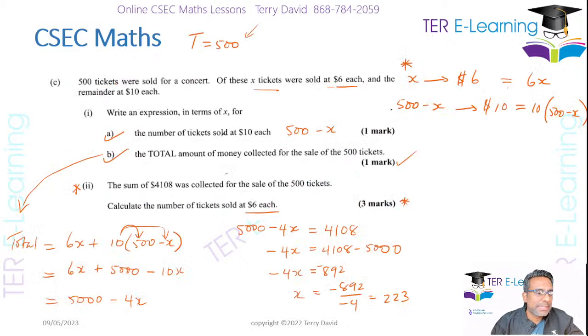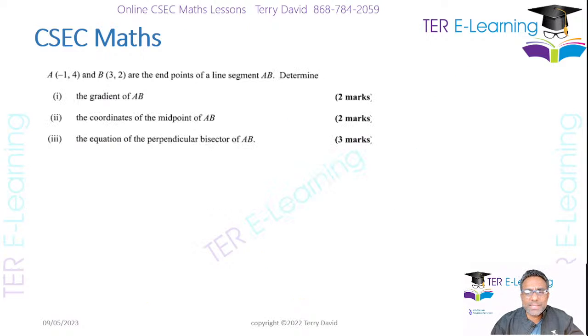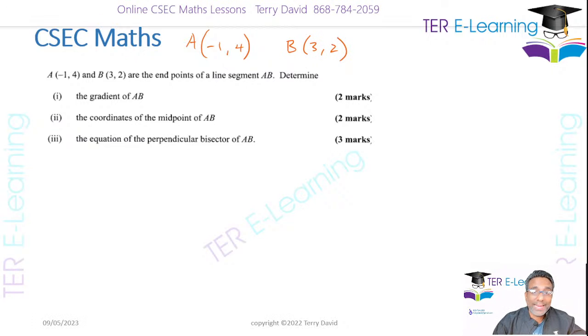All right, so that is question 2 in this particular paper. Now, we have a question pertaining to 2 points, A and B. So this is what I normally tell my students to do. As soon as they give us points and they're talking about a line segment, I would label my points properly first. So A is -1, 4 and B is 3, 2. And before I do anything in the question, I'm going to call this x1 and this y1, and this x2 and this y2.